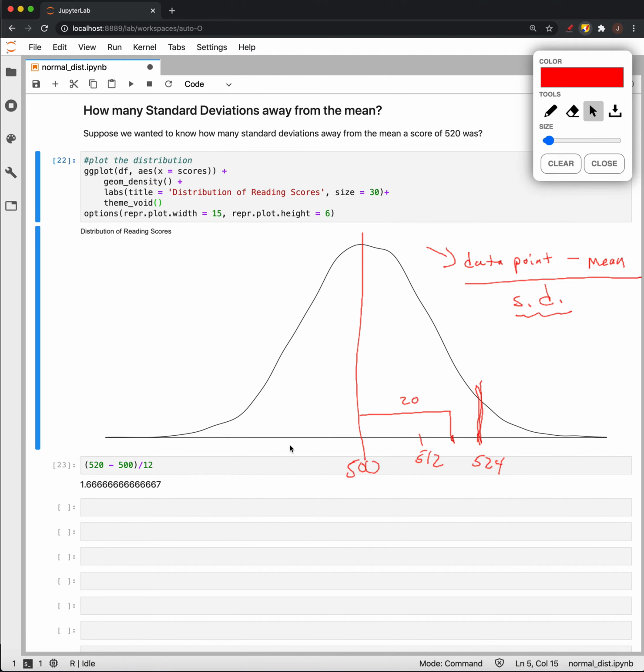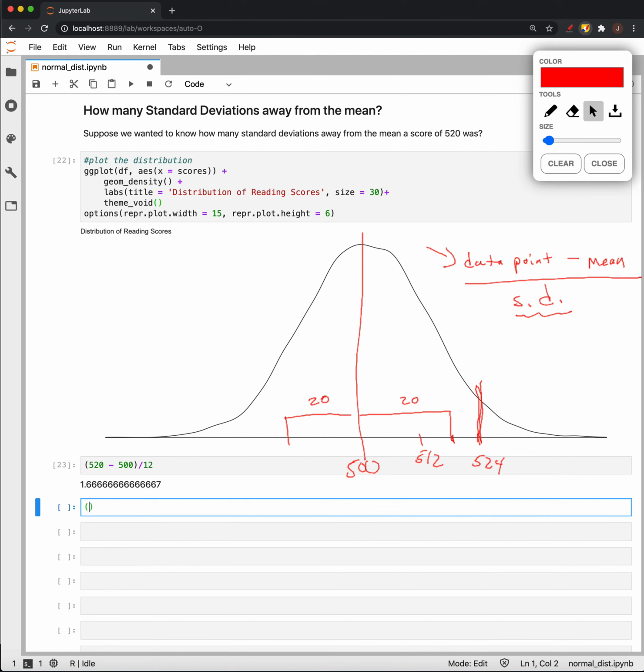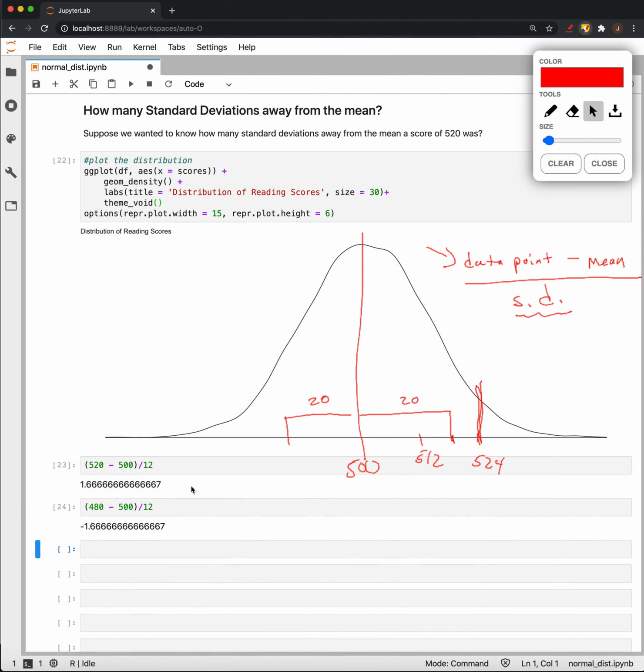And the same thing on the other side. If we say 480, it should be the same distance from the mean on the other side. So just as a check, if we go 20 in the other direction, let's see that: 480 minus 500 divided by 12. And sure enough, that's one of those other important properties. However much we go to the right, we go to the left, it's the same. It's symmetric. But this is just framing our values in terms of standard deviations from the mean.